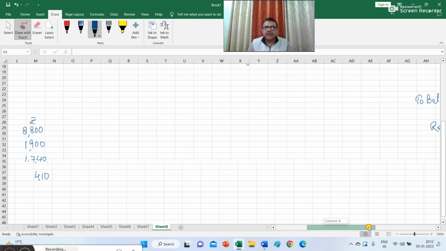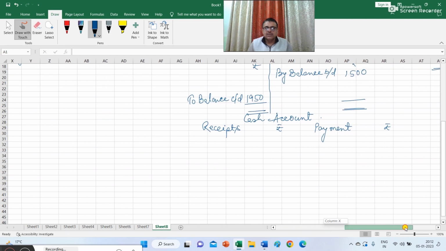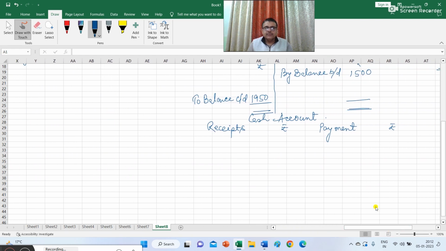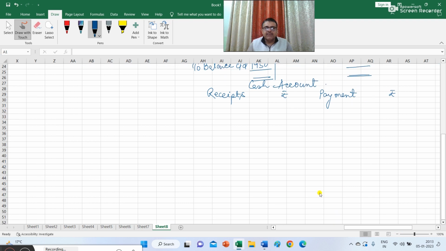So I have already prepared the structure of the cash account. So the opening balance is unknown to me, so I am not writing the opening balance here. But the closing balance is 410, and which is a debit balance. So I am writing here on the credit side as by balance CD 410. So this way the opening and the closing balances of debtor, creditor, stock, fixed asset and the cash and bank balance I have posted here.